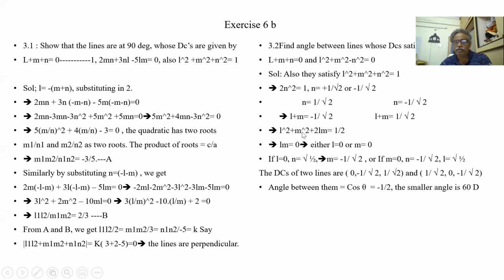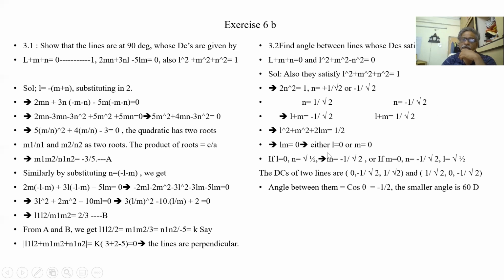So N square plus 2LM. Again, N square is 1 by 2. So LM is 0. Substituting this, LM becomes 0. That means L is 0 or M is 0. So we got two values: L 0, N 1 by root 2. If we substitute here, M is minus 1 by root 2. We got M 0, N minus 1 by root 2, and L minus 1 by root 2. So it is varying between 0 and 1 by root 2.